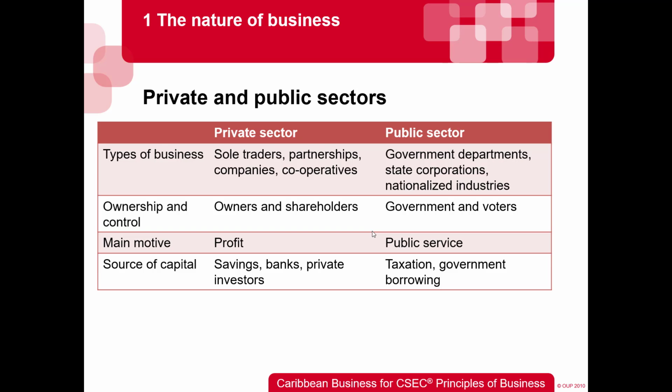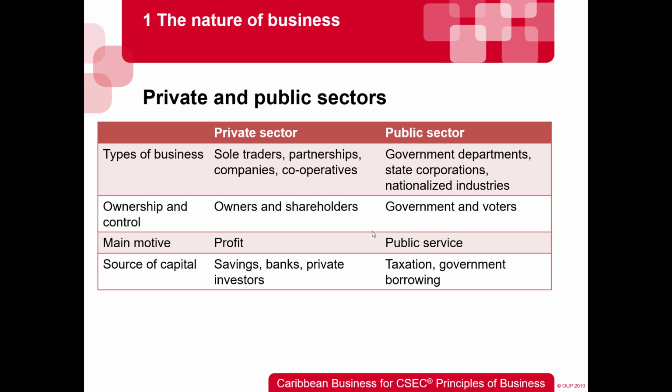Source of capital, or another way of putting that, where do they get the money from? Where does the private sector get its money? Where does the public sector get its money? The private sector gets its money from banks, going to the bank for a loan, private savings, family and friends, and investors. Those are where the private sector gets most of its money from. On the other hand, the public sector gets most of its money from, of course, the taxpayers. The taxpayers are the ones who fund the public sector.